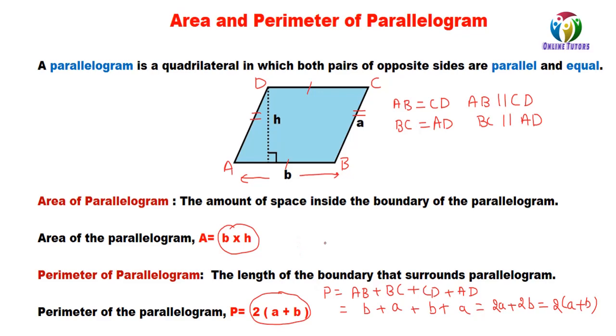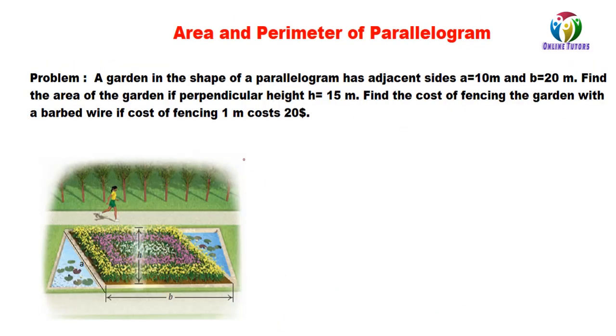live problem which we will be solving right now. So let us solve the problem. The information given is that there is a garden in the shape of a parallelogram which has adjacent sides A equal to 10 meters and B equal to 20 meters. Find the area of the garden if the perpendicular height H is equal to 15 meters.